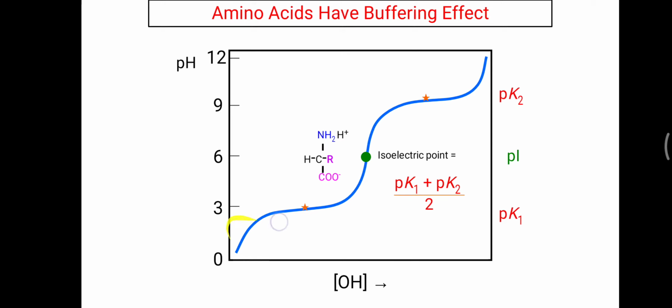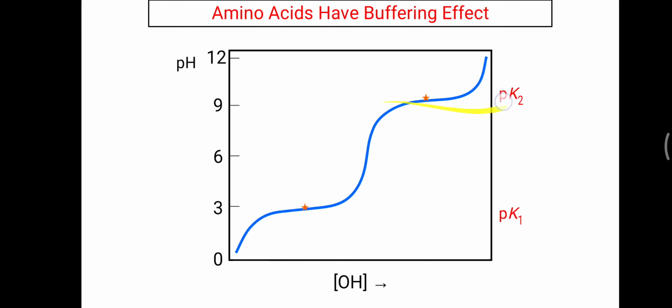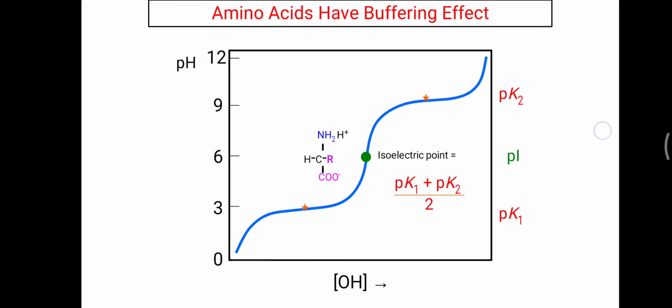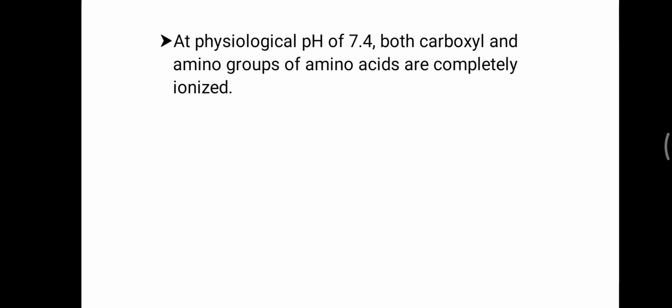Here from the graph we can also understand that at the pH values of pK1 and pK2, the amino acid shows maximum buffering capacity. That means even though you are adding hydroxyl or hydrogen ions, there is no change in the pH. So at pK1 and pK2 there is no change in pH, and that is one characteristic that is applied in medical biochemistry.